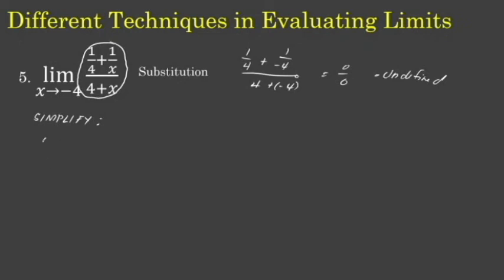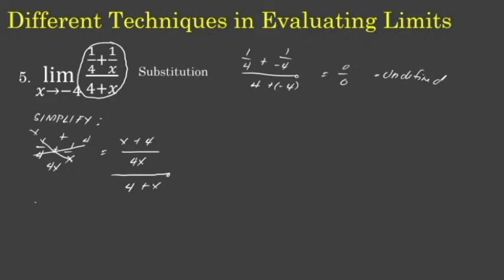So, we have 1/4 plus 1 over x. Yun muna. So, cross multiplication. 1 times x is x. 4 times 1 is 4. And 4 times x is 4x. So, we have x plus 4 over 4x divided by 4 plus x.